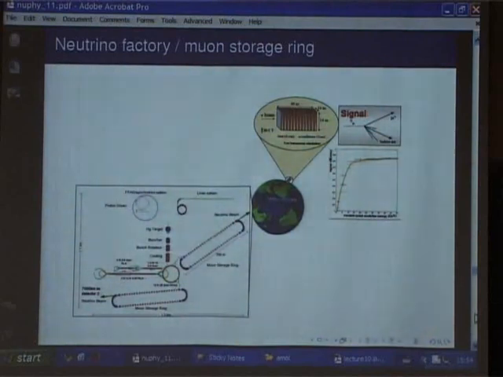The neutrino factory is a very different problem. Here you don't have kaons or pions. You only take muons. The principle is very simple. You first make muons. That you can do by making pions and making them decay to muons.